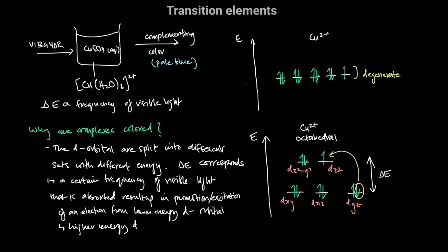And because a specific frequency of visible light is absorbed, the mixture of the remaining frequencies is the color that we observe. So we can say that the complementary color is observed.